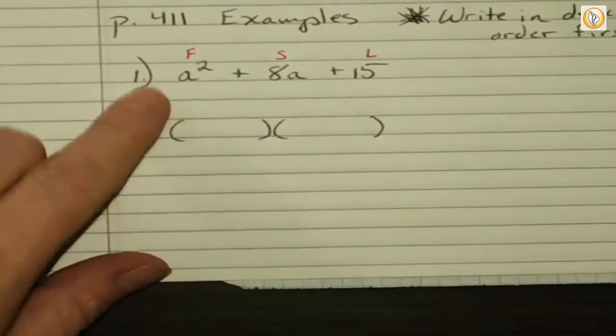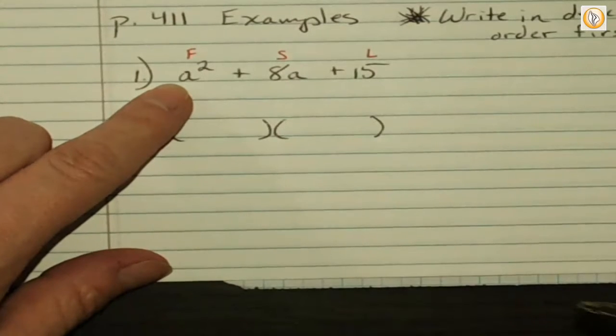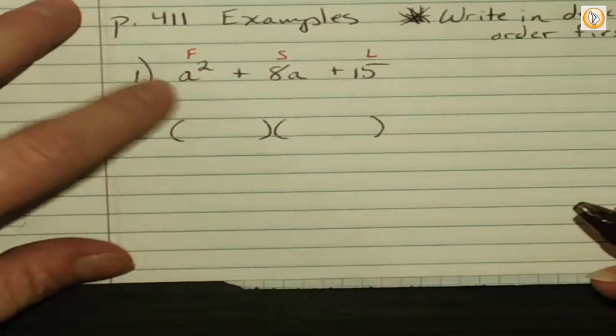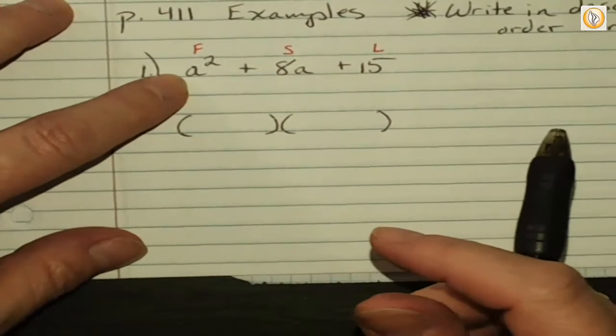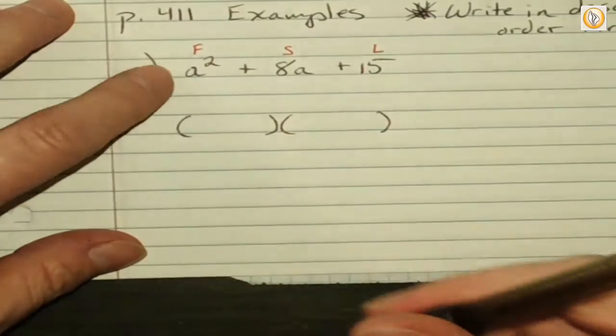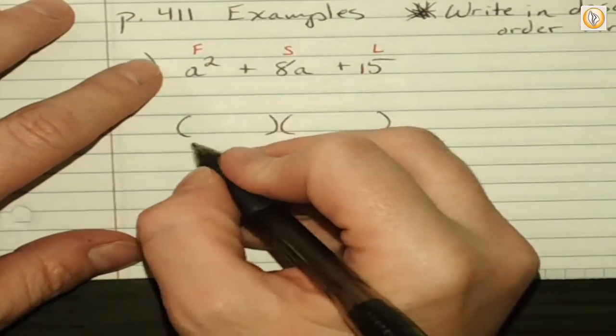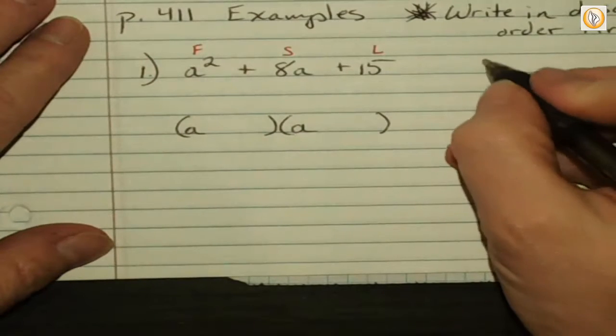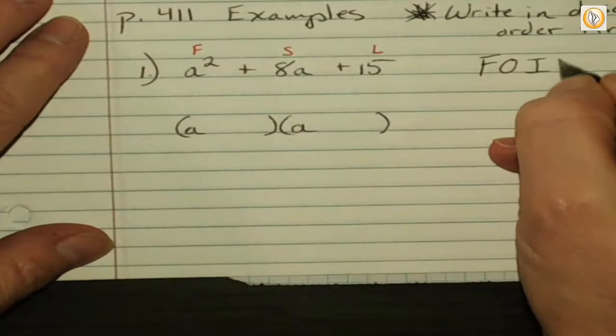So, this one's easy. What are the factors of a squared? A times what? A times A. Can there be anything else besides A times A? No. So because of that, we can go ahead and put A and A here. Remember, we're doing FOIL.